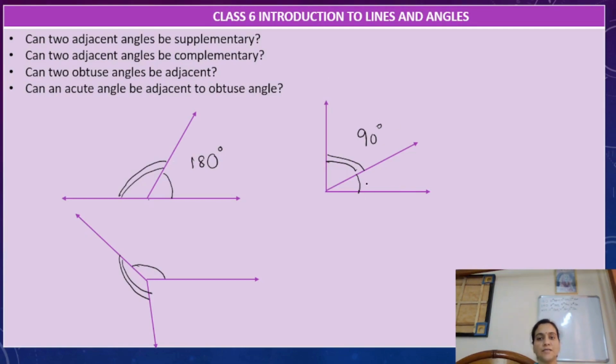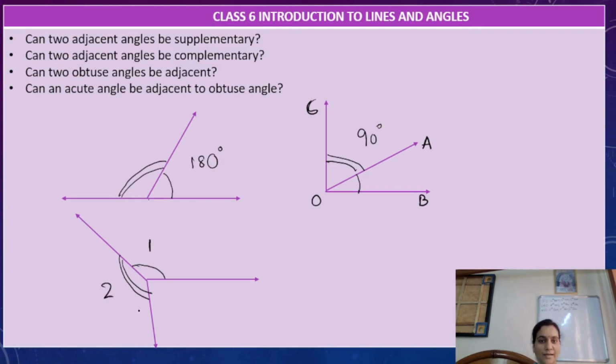Similarly, here we can see an example of two angles which are complementary, meaning if you add them up, they form 90 degrees, right? So these two angles can be considered as complementary because they have a common vertex, let's say O, and a common side OA, and two uncommon sides OB and OC are lying on either side of this OA. Now let's consider this one. Can two obtuse angles be adjacent? Of course they can be.